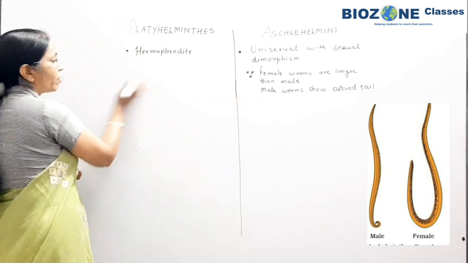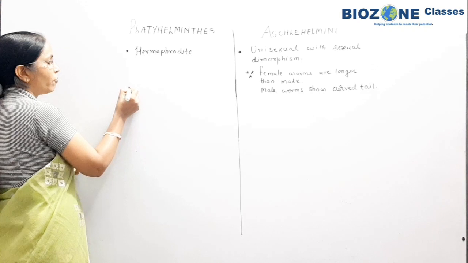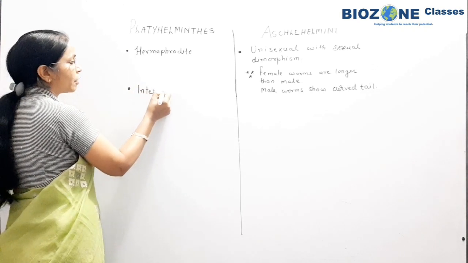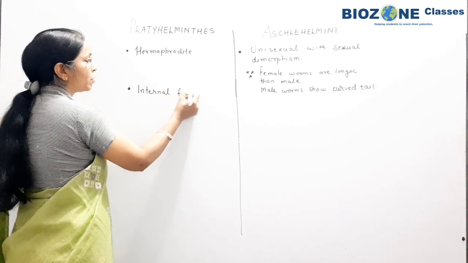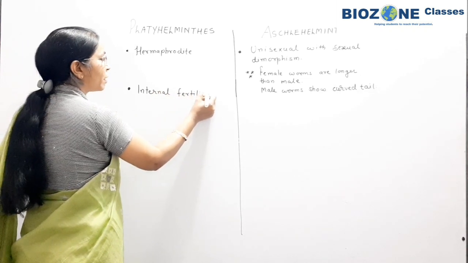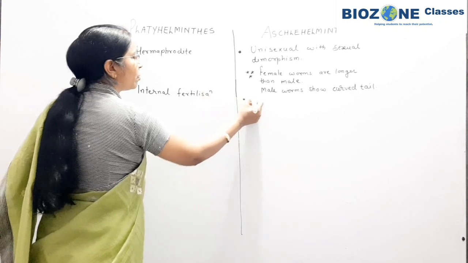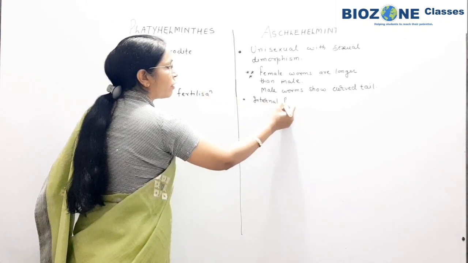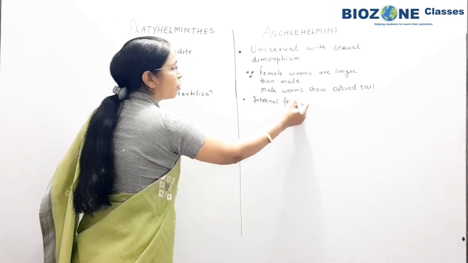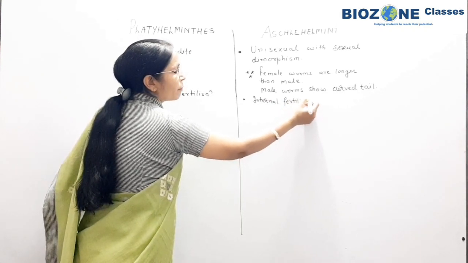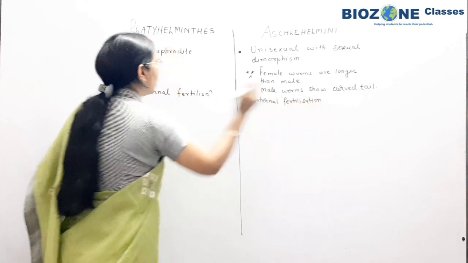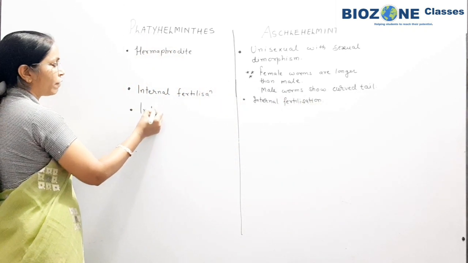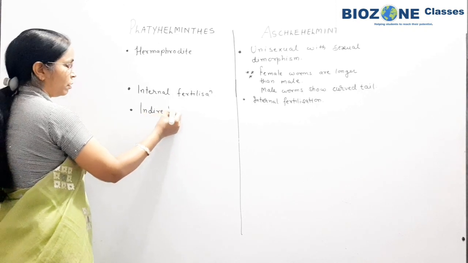Clear? Now fertilization, here you remember fertilization in both cases is internal fertilization. So you easily remember this part. Here also internal fertilization is present, but the mode of development further varies in both phyla. In Platyhelminthes you study only indirect development. So remember indirect development.